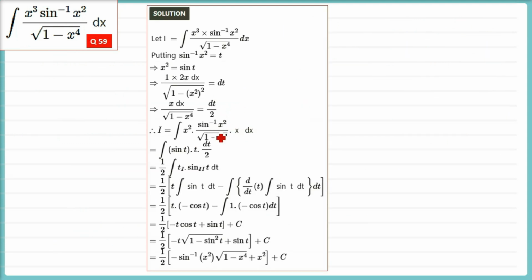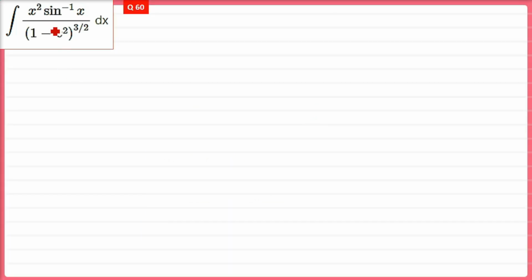So this is the way you are going to go about it. Sine inverse x square equals to t is the key here. Okay, otherwise all things are quite evident. Now, x square sine inverse x by 1 minus x square to the power 3 by 2. Now we'll apply another approach here.